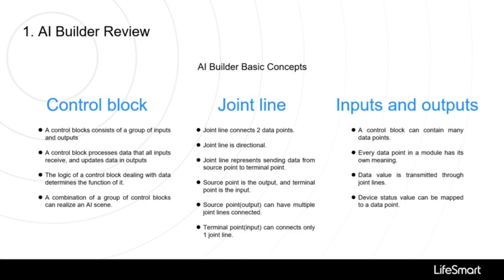Here are some basic AI Builder concepts. There are mainly 3 concepts that you will need to understand. First, the control block. A control block consists of a group of inputs and outputs, and it represents processing the data from the inputs and updating the data in the outputs. We always say the logic of a control block, how it deals with the data, determines the function of the control block.